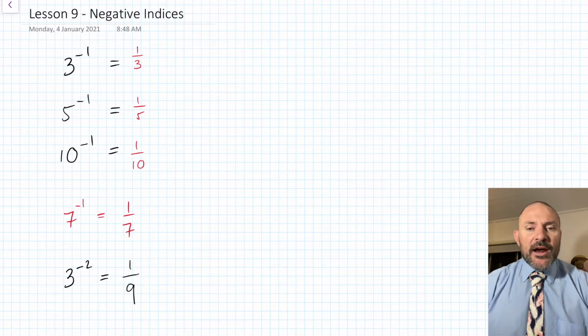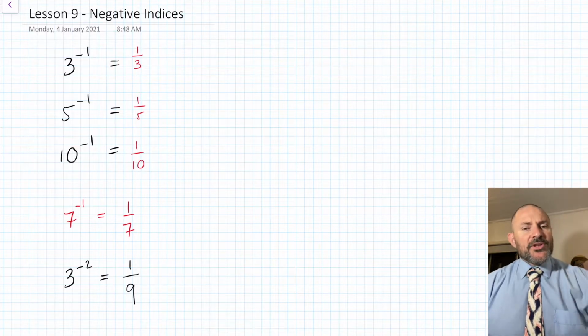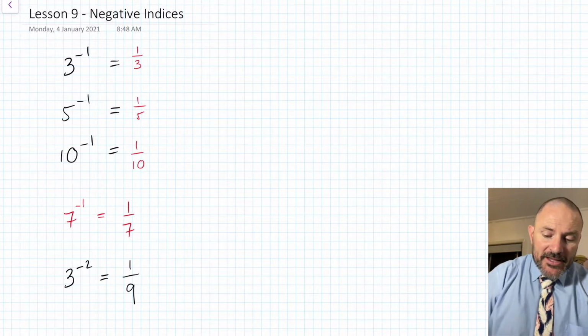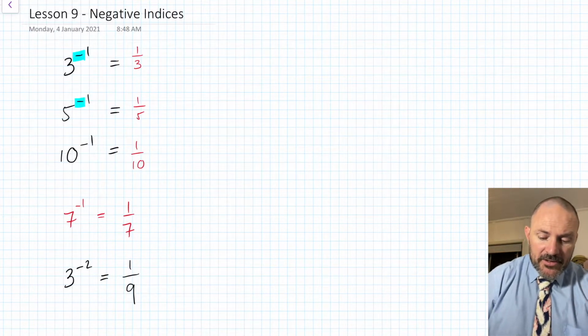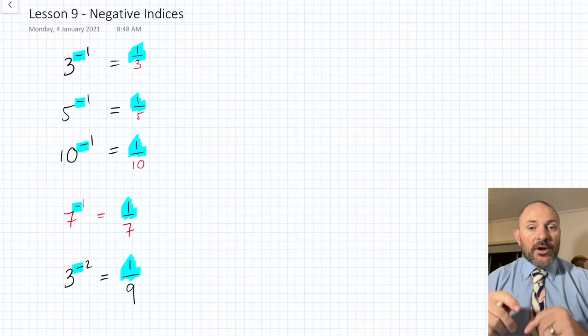Because they all had to the power of 1. That's obviously the 1 on top, and then the numbers on the bottom. Shouldn't it be 2 on the top? And the thing is, that 1 is not what's on top. In fact, the negative here means the 1 over. That's what means the 1 over.